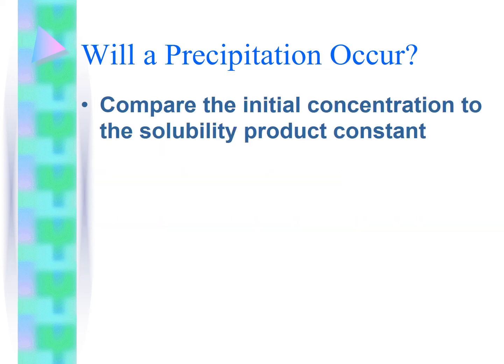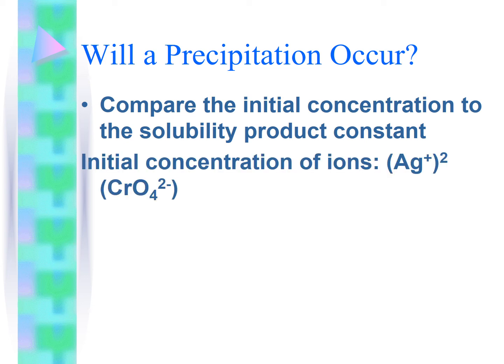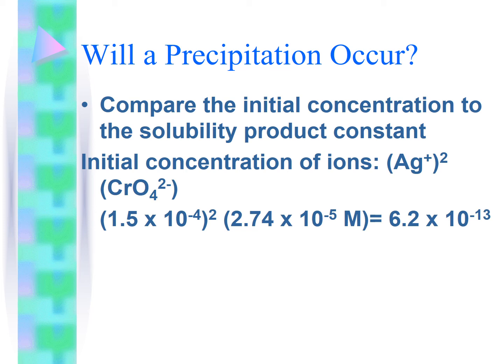So we're going to compare that initial concentration to the solubility product constant. That initial concentration of silver ions, squared, times the chromate ions, that should all be on the same line, is going to equal, when we do the math, this is like a Q value, 6.2 times 10 to the minus 13. The KSP for the silver chromate was 1.1 times 10 to the minus 12.